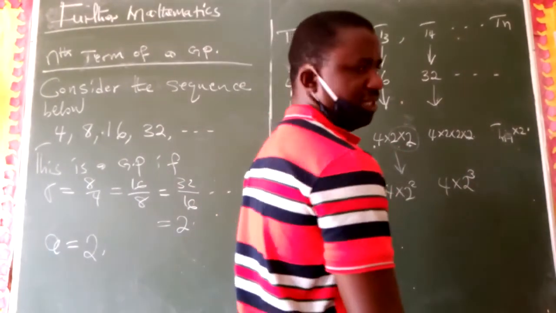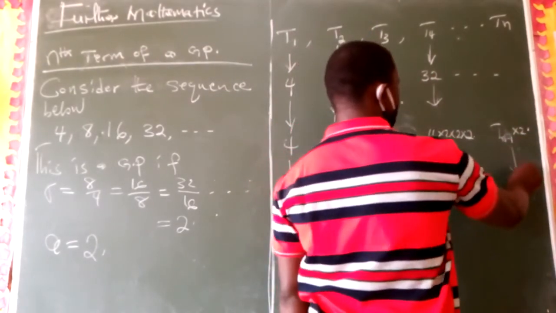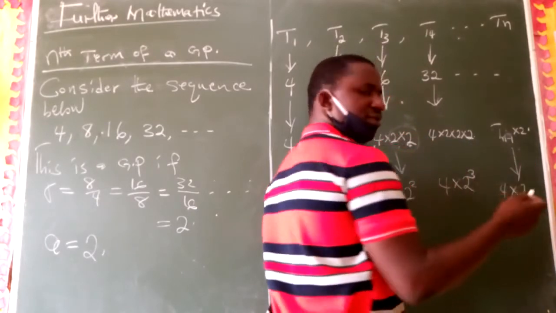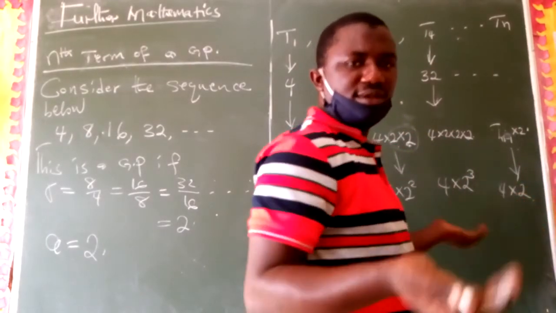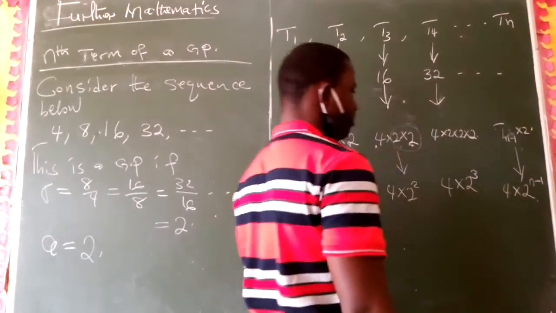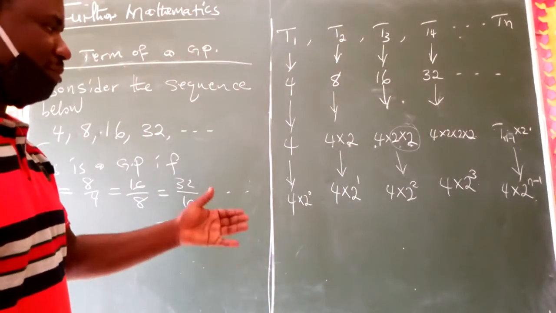Now, we can see what is happening. The nth term here is simply going to be 4 times 2 raised to power n minus 1. Simple, nothing more. And this is the nth term of this GP.